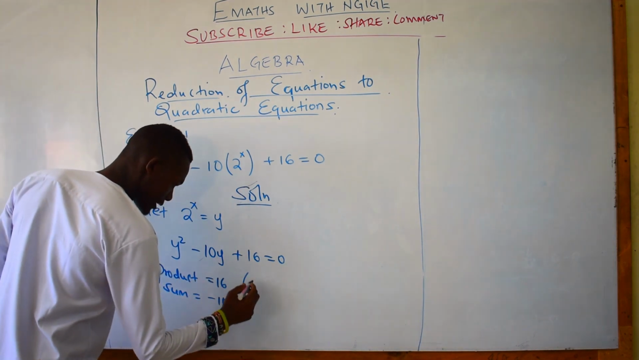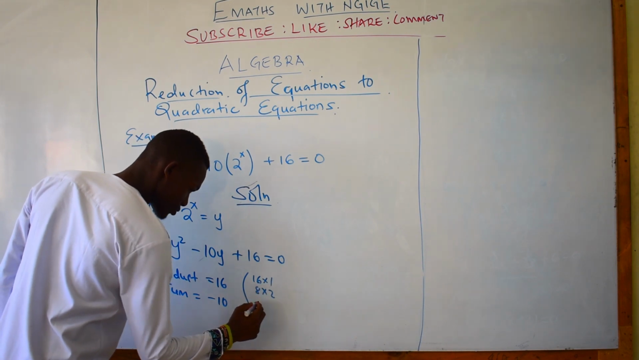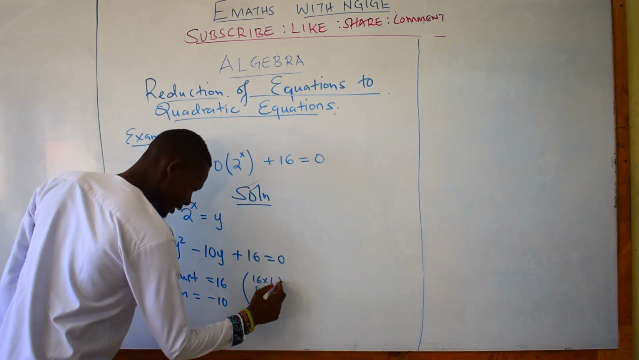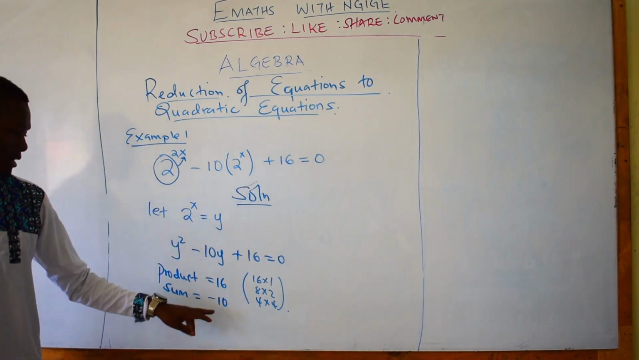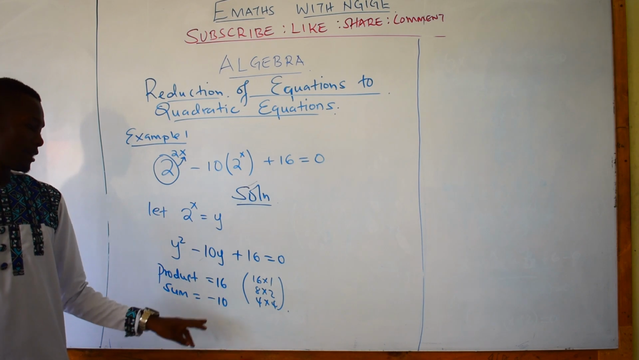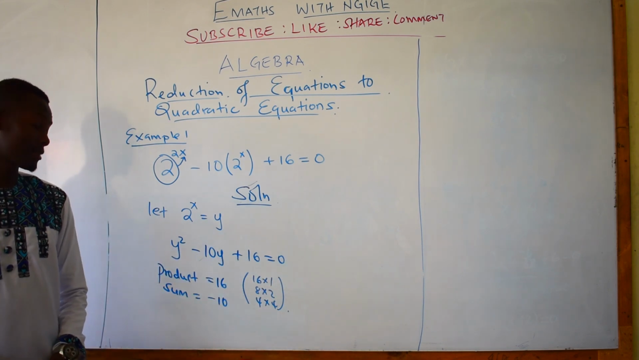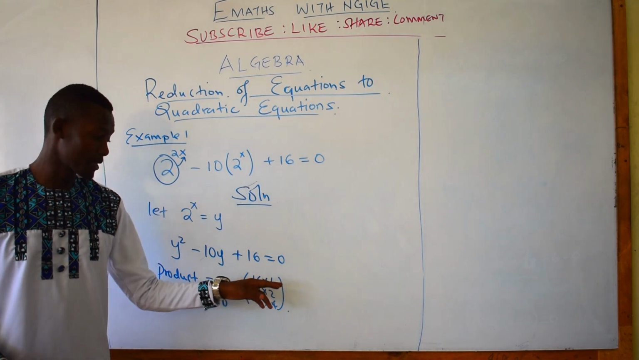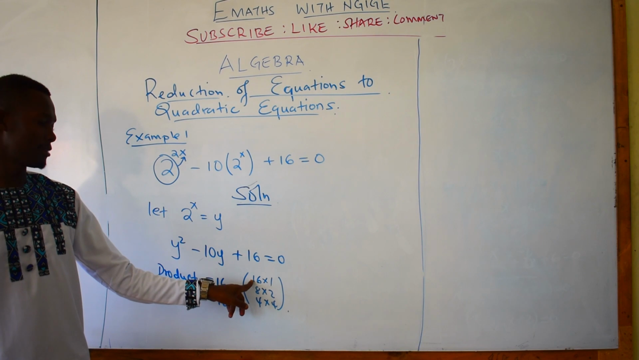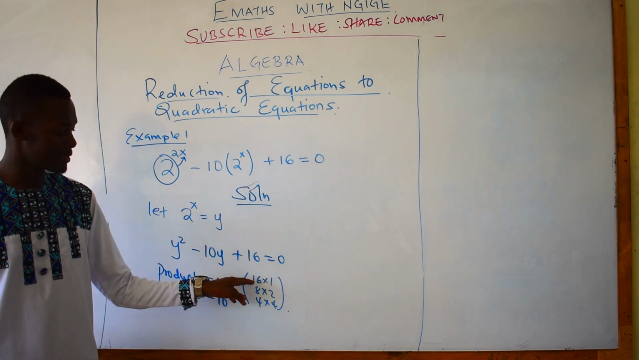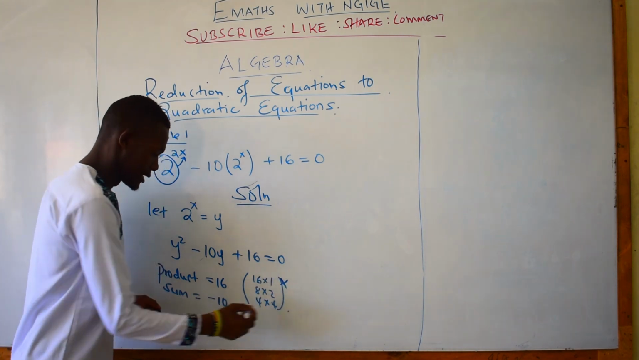So multiples of 16, we have 16 times 1, we have 8 times 2, and we also have 4 times 4. Let's identify which of the two can give us this and this. So 16 times 1 is 16. 16 plus 1 is 17. Even if you negate it, we say negative 16 and 1, negative 16 times 1 will give us a negative. So this one cancels out.